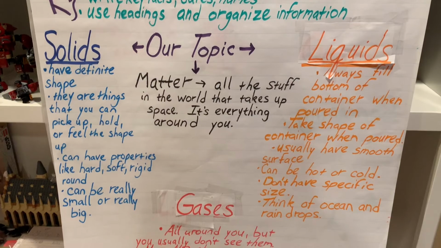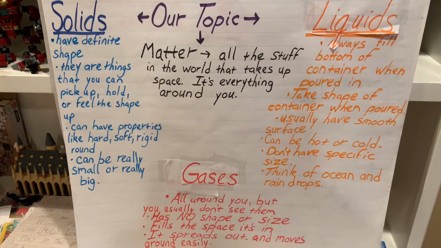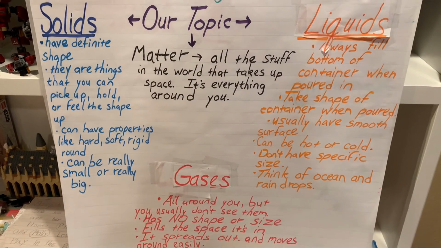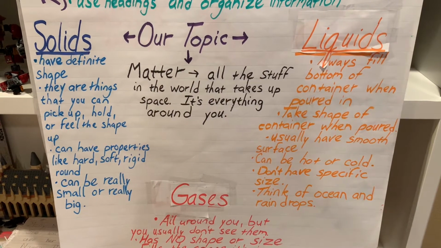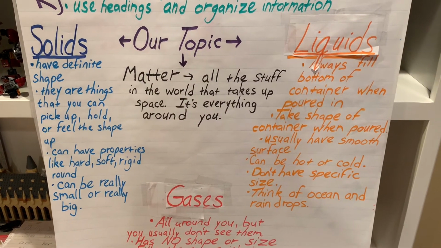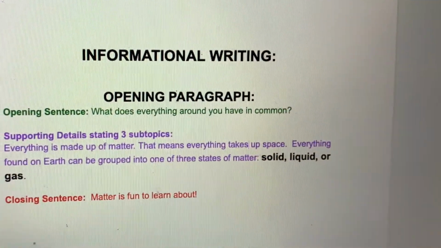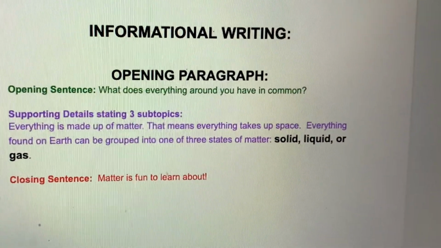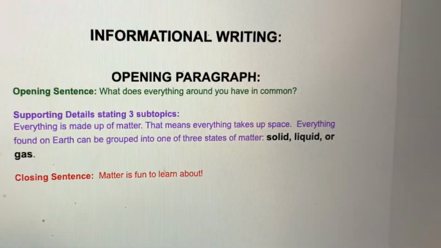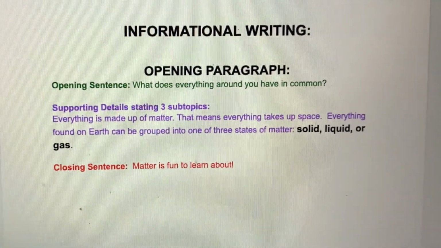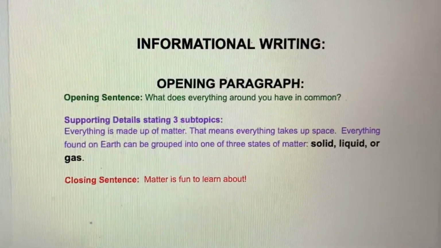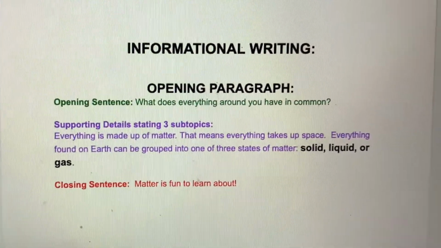I'm going to post my notes in Seesaw, but here are my notes from last week. I'm going to look at matter, and I'm going to formulate my opening paragraph with this information. Like I said, informational writing is a formula. We normally have an opening sentence, a couple of supporting details, and a closing sentence for every single paragraph. That includes our opening paragraph to introduce our topic.